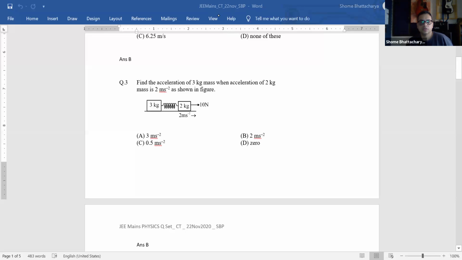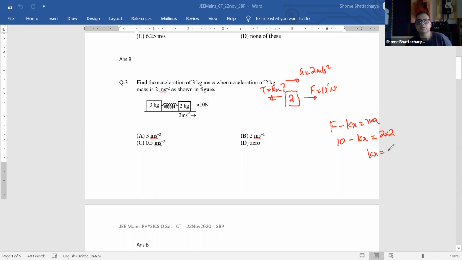Okay, so in third question, see what is happening is that this one has an acceleration. So if you make the 2 kg block's FBD, you have 10 Newton force from this side, but its acceleration is only 2 meters per second square. That means there is spring force from this side. There is tension in the spring, or Kx, which is equal to how much? You can find that out. So F minus Kx should be equal to Ma for this. Okay. So 10 minus that unknown Kx should be equal to 2 into 2.